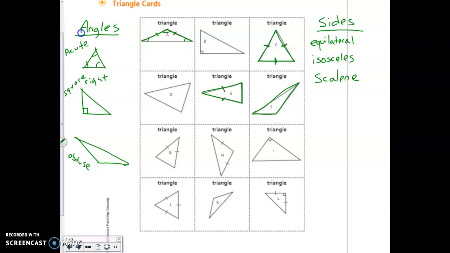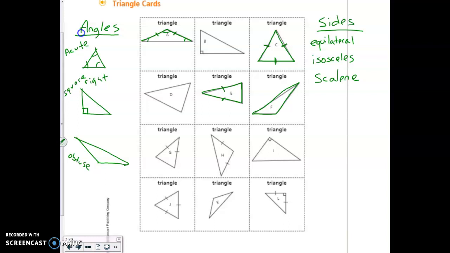So in triangle A, that would be considered an isosceles obtuse or an obtuse isosceles triangle. And again, I'm not sure if it really matters which one comes first in the grand scheme of things. And on the questions we're going to ask later, that should not matter to you as you move forward. So triangle A is an isosceles obtuse or an obtuse isosceles triangle.